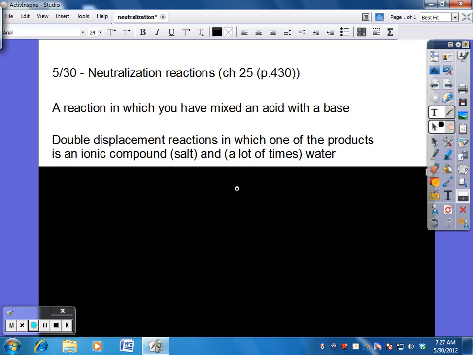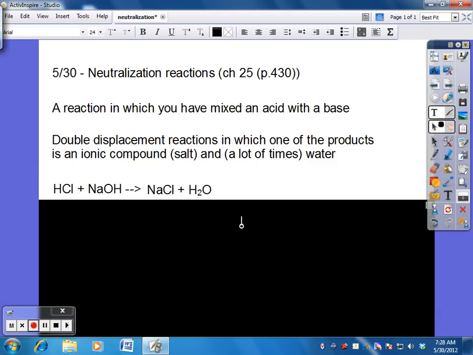Whenever you have a neutralization reaction, it's essentially a double displacement reaction in which one of the products is an ionic compound, which we call salt, whether it's NaCl or not, and a lot of times, although not always, water. So I'm going to show you some examples in which the product is water, and then you can look in your book and it gives you a couple examples where the product is not water.